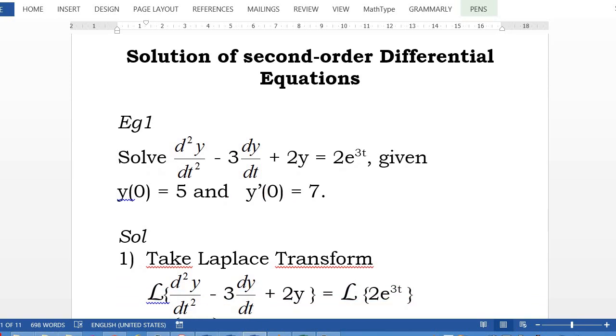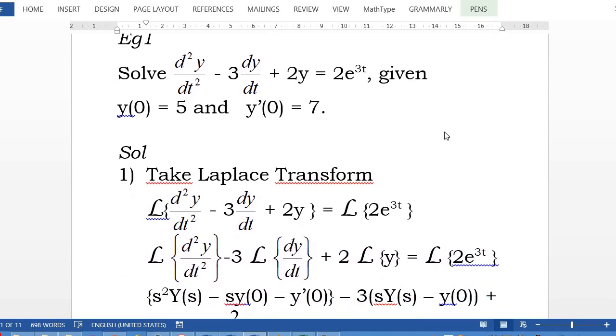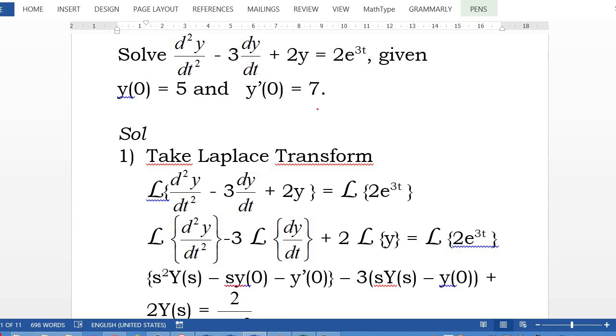Similar to the first order differential equation, to solve it by Laplace transform, the first step is taking the Laplace transform on both sides. For the left hand side, using the linearity property, you have the Laplace transform of the second derivative minus 3 times the Laplace transform of the first derivative plus 2 times the Laplace transform of y, equal to the Laplace transform of 2e^(3t).